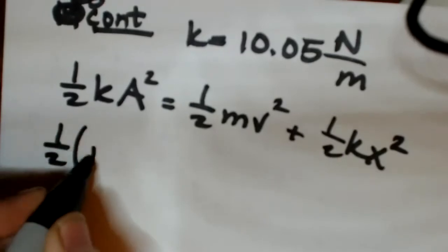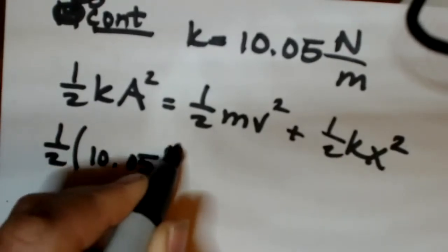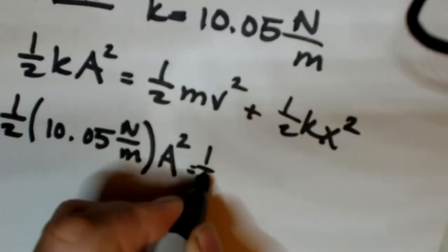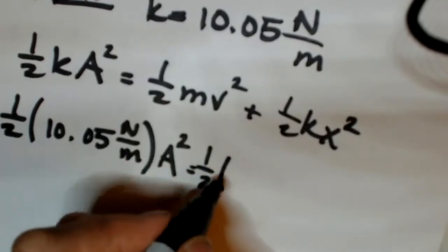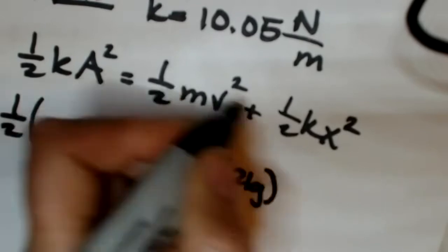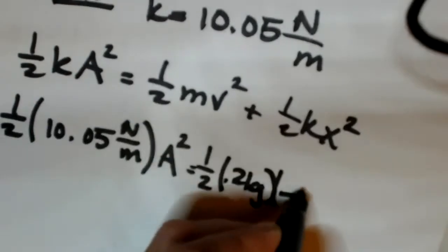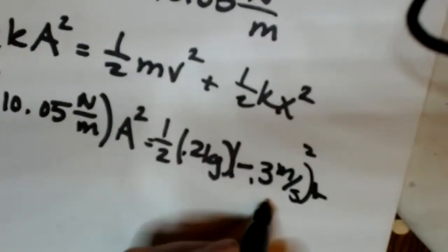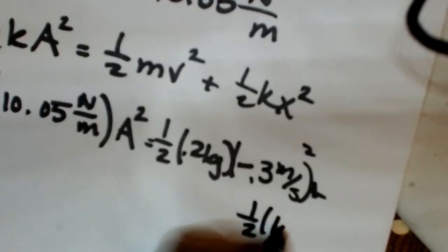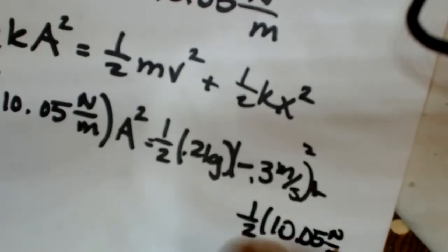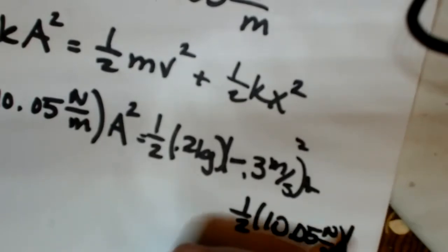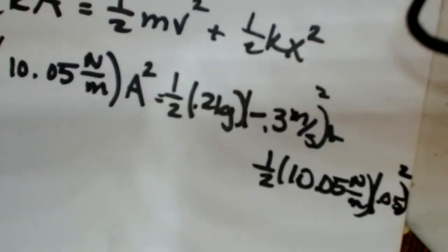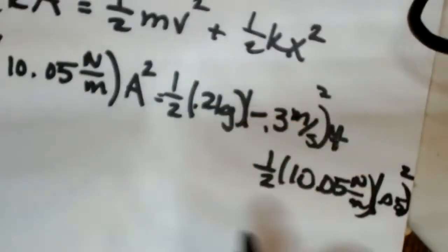So I've got 1/2. I know K is 10.05 newtons per meter. A is what I'm looking for, and that's equal to 1/2. I know what M is. They told me in the problem it's 0.2. I know what V is. It's negative 0.3, but I'm going to square that, so that negative is going to go away anyway, plus, I'm going to run out of room because my Sharpie writes too big, 10.05 newtons per meter, and then X was 0.05 meters squared. Okay, so that's kind of sloppy, but I had to jump down because I wrote too big.